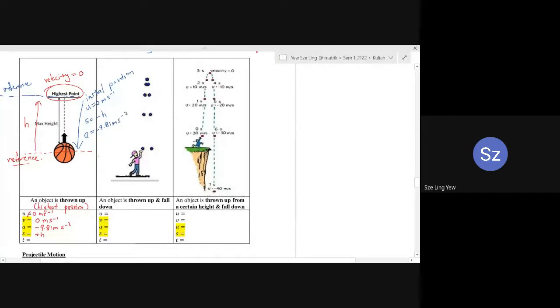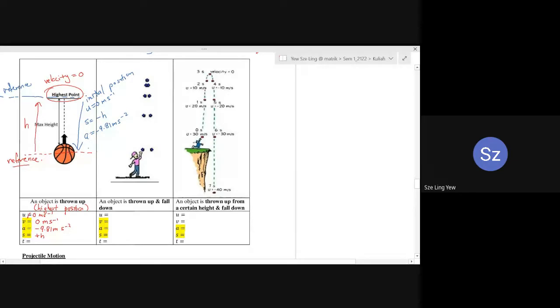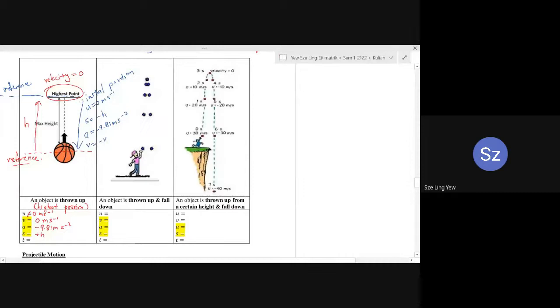ms^-2. So if you split it into two different sets of motion, going up as one set and then going down as the other set, you have to make sure you use the correct sign for each of them. And your v is definitely a negative value, because now it's going down. This is how you solve the questions that involve going up and then going down.